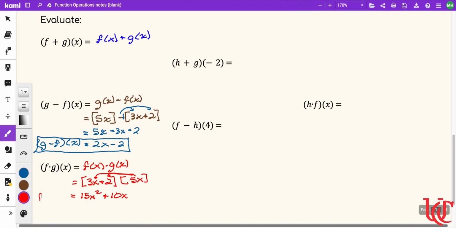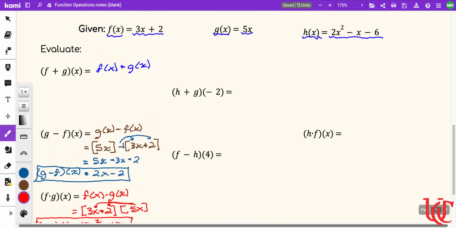So I have f times g of x equals 15x squared plus 10x. Okay, so just keep in mind, all you're doing is replacing and simplifying as much as you can.